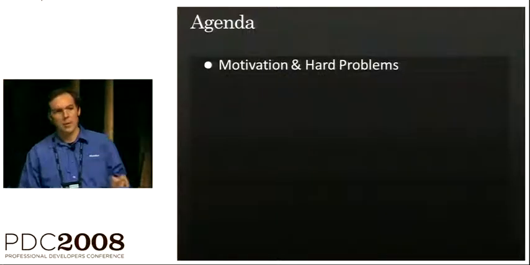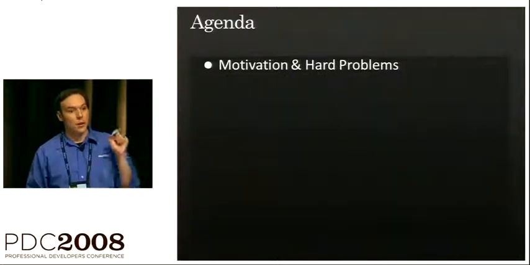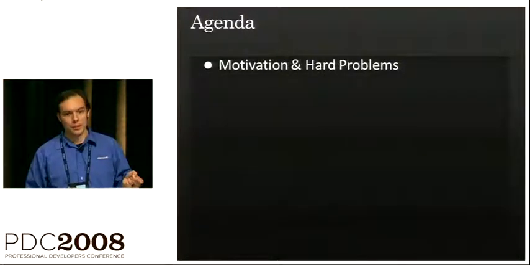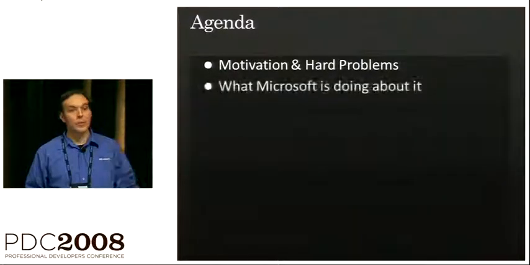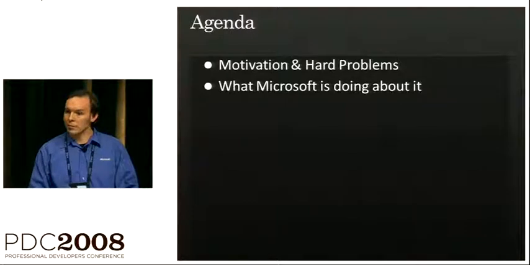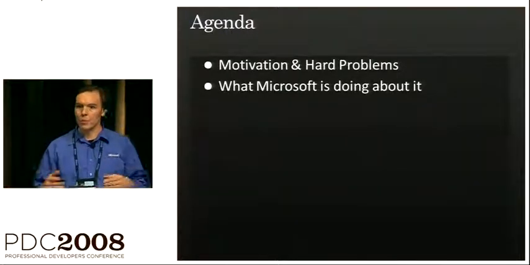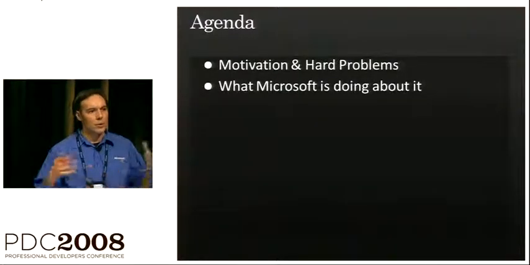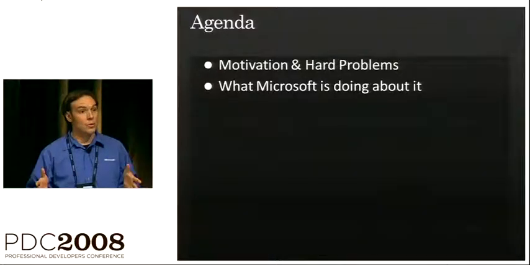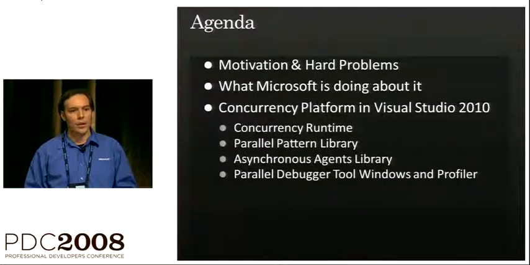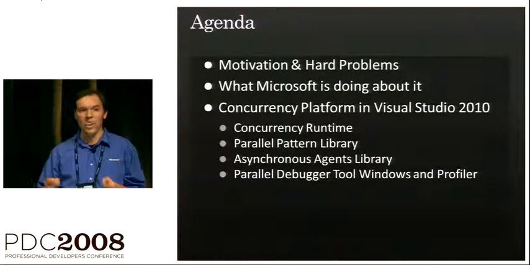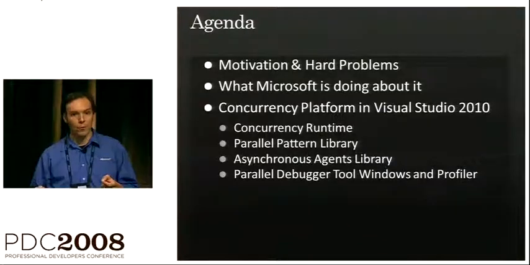Today I want to talk a little bit about the motivation and some of the hard problems that we see developers facing. We'll quickly move from that into what we're doing about it. First I'll talk about, more generally, what we're doing not just in C++, but across the company and across Visual Studio. And then we'll spend the rest of the time talking about Visual Studio 2010, the CTP, and what we're actually doing in our C++ development platform.